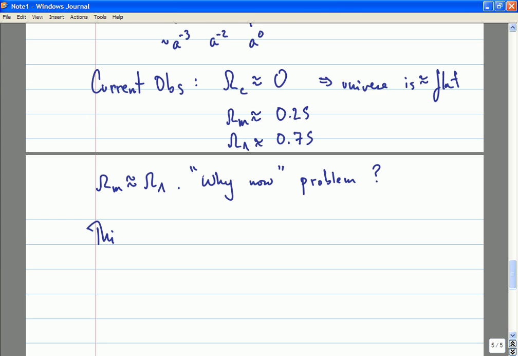So this data allows us to understand the future of the universe, the future evolution of the scale factor a of t.